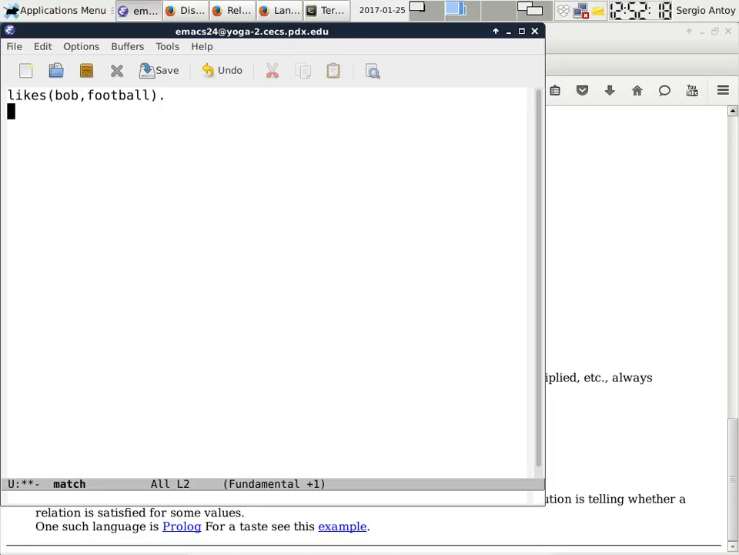And this is not a function, so Bob may like many things. What else does Bob like? Beer? Who doesn't like beer? Right? And then what else does Bob like? Let me put another one so we can play with this. Likes, Bob, NASCAR. Enough about Bob? Sounds like a fun guy, right?